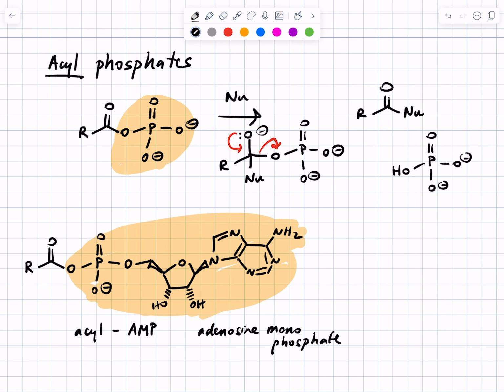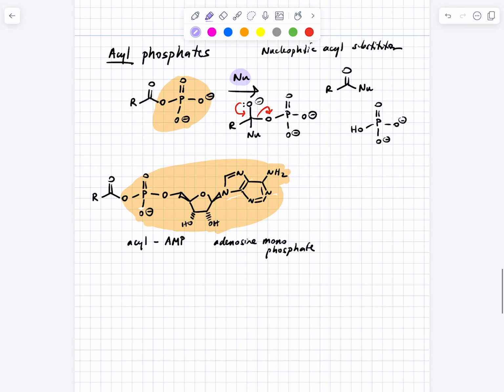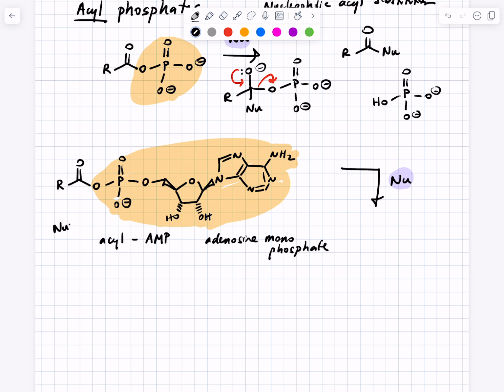But this is a classic example of what we've started calling a nucleophilic acyl substitution reaction, because we substitute a nucleophile for the leaving group. And similarly, we can do exactly the same thing here with the acyl AMP. Your nucleophile would attack the carbonyl carbon. You would get the familiar tetrahedral intermediate, which I am going to just abbreviate shamelessly as this.